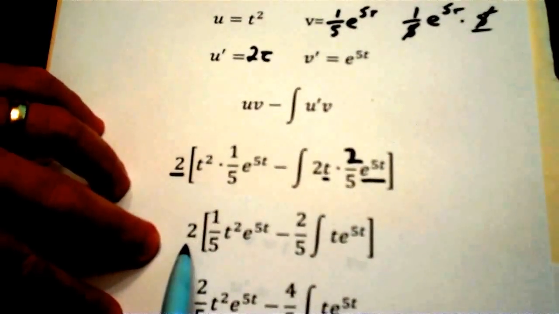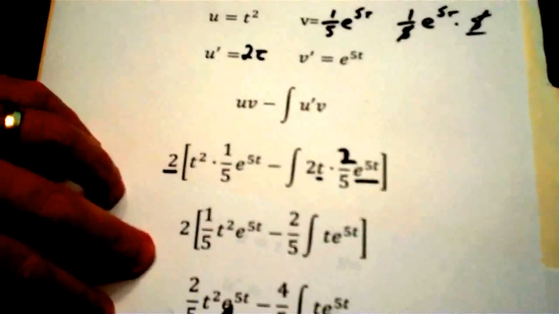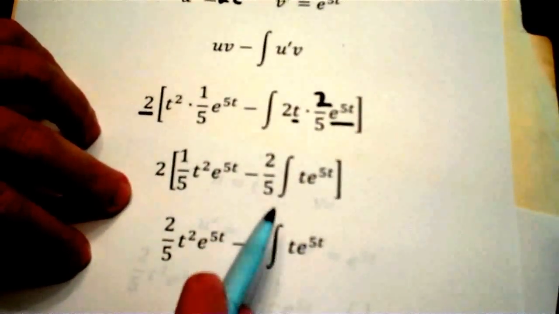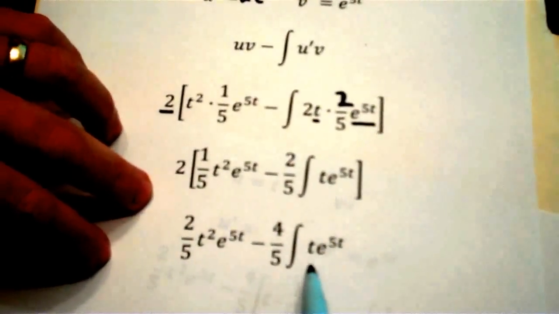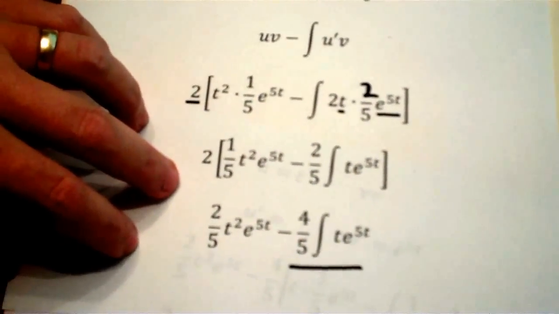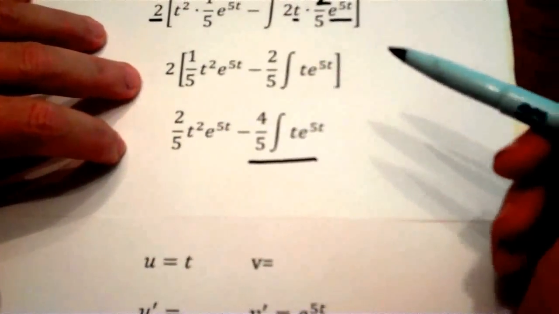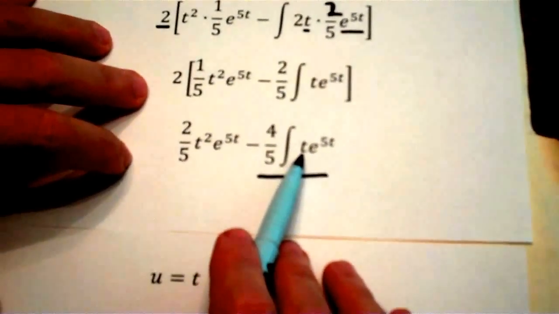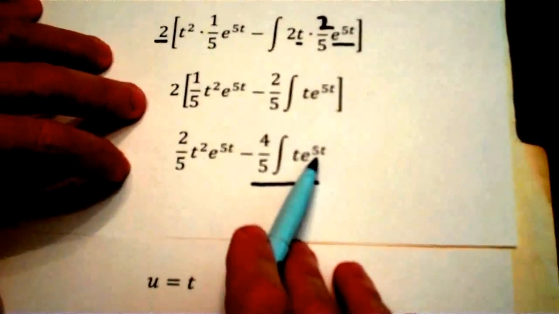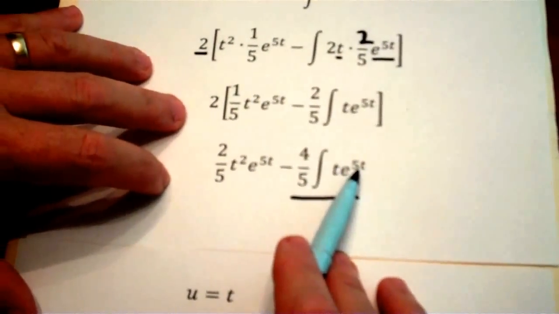Now don't forget, I had this 2 out in front. Let's go ahead and just take that 2 through now. I think it's pretty easily done at this point. So 2 times 1/5 would give me 2/5, and 2 times my 2/5 would give me my 4/5. And now you'll notice once again that I need to integrate this t e to the 5t. Once again, I have a problem though. As was the case before, this t is not the derivative of what's inside. I can't use the substitution technique. And you know that I need to use something because once again, I do have 2t terms.